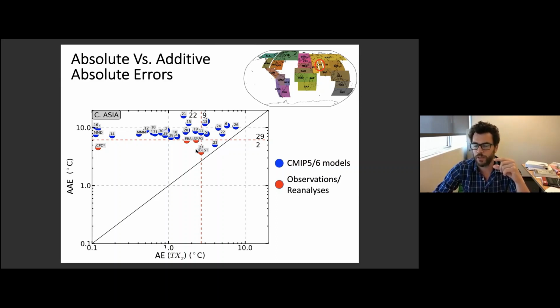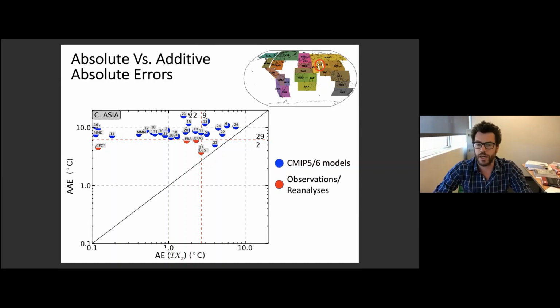So the red dots give us an idea of the observational uncertainty. The blue are the errors of the models themselves. Again, what you see is we are always above the 1-to-1 line, and that's because AAE is always larger than AE. But what you see, and I think this is a very interesting point, is that if you consider the absolute error, the difference between, for example, the observation best and the HADGHCD that has been chosen as the reference is often larger than the difference between models and the reference.